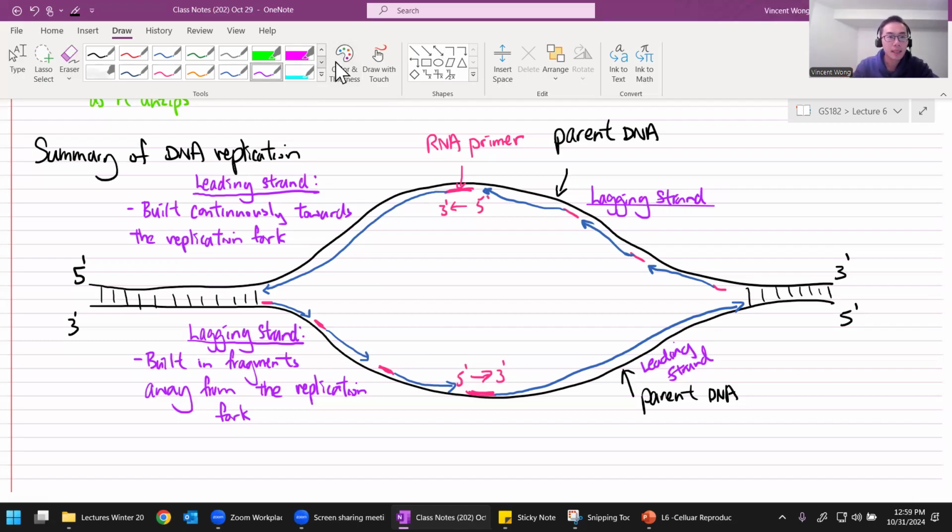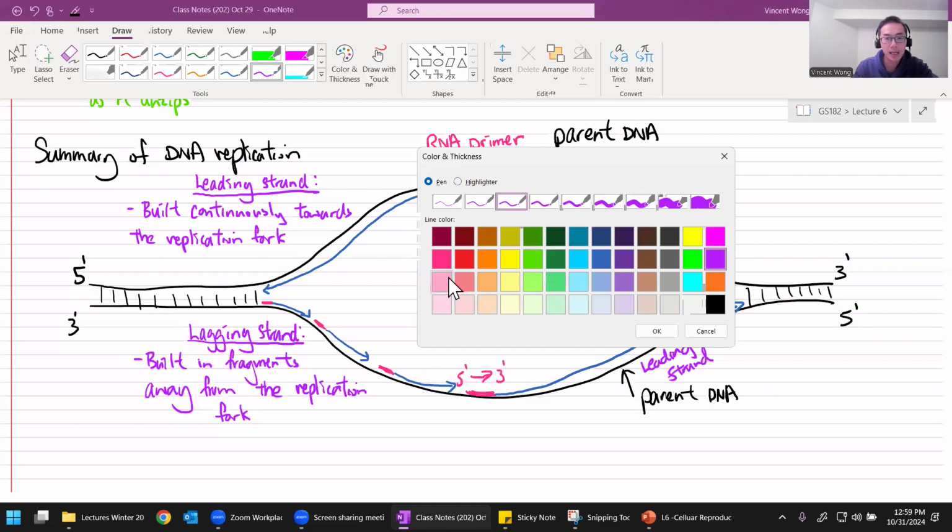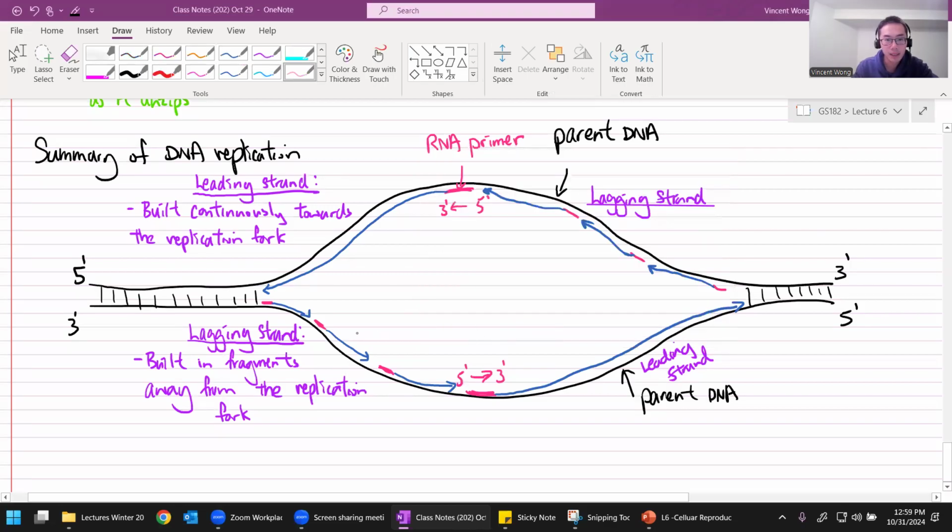Now these fragments have a name. They are called Okazaki fragments, named after the Japanese scientists that discovered them. Okazaki fragments.